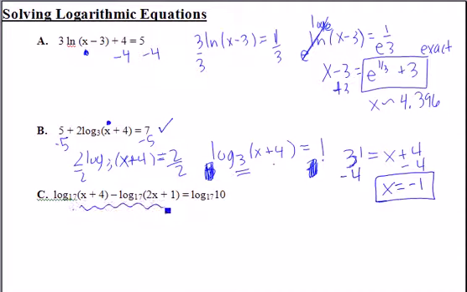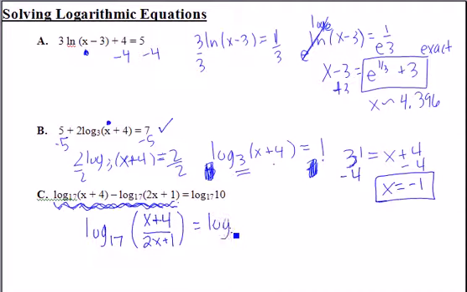C is the most complicated looking of all these problems, and again, we're going to utilize our properties of logs, so hopefully you've got those memorized by now. When we have a log of a difference here, we're going to condense that into one log, same base, of the quotient, x plus 4 and 2x plus 1. Now, right now this is equal to log base 17 of 10. Notice that both sides have log base 17.